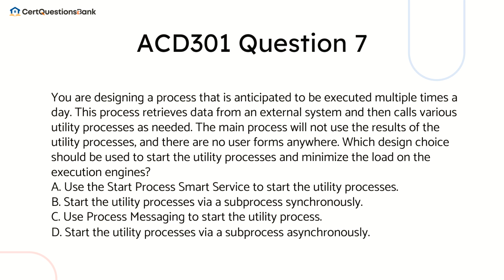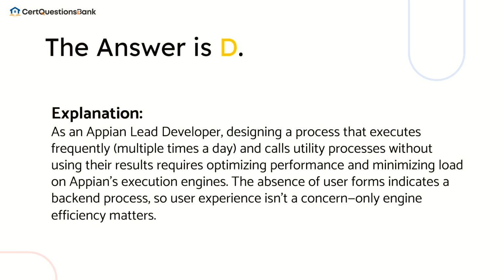A. Use the Start Process Smart service to start the utility processes. B. Start the utility processes via a subprocess synchronously. C. Use process messaging to start the utility process. D. Start the utility processes via a subprocess asynchronously. The answer is D.